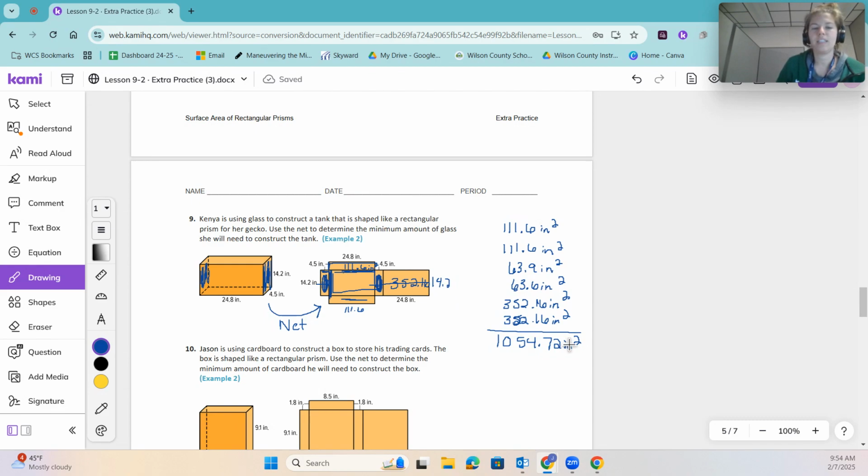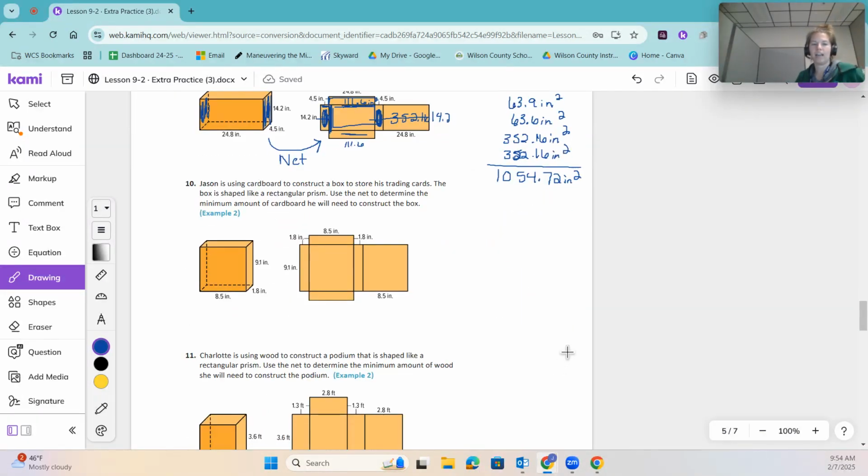Let's do another one together just like that first one. Jason is using cardboard to construct a box to store his trading cards. The box is shaped like a rectangular prism. Use the net to determine the amount of cardboard. So again, same thing here.